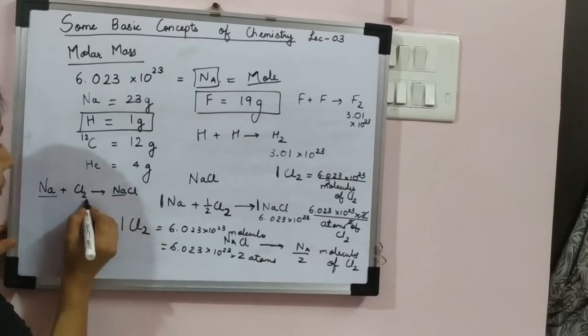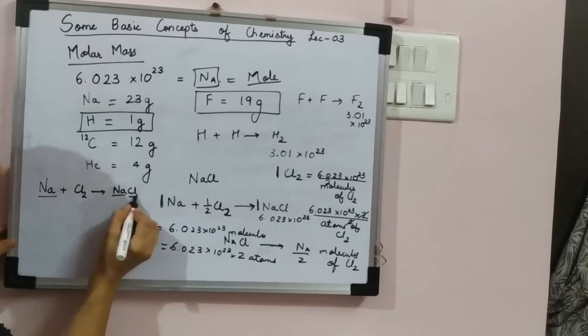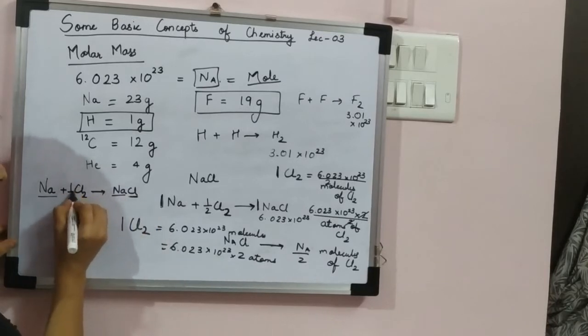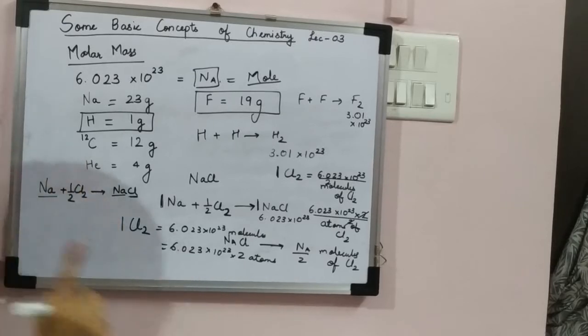So instead of 2 atoms, what will I want? I will want 1 atom, because here I have 1 atom. So what I can do is I can divide this by half. So this half and this 2 will get cancelled, which I will get as 1 atom of chlorine, and this is how I get the reaction. Okay. So this was all about mole and molar mass concept.